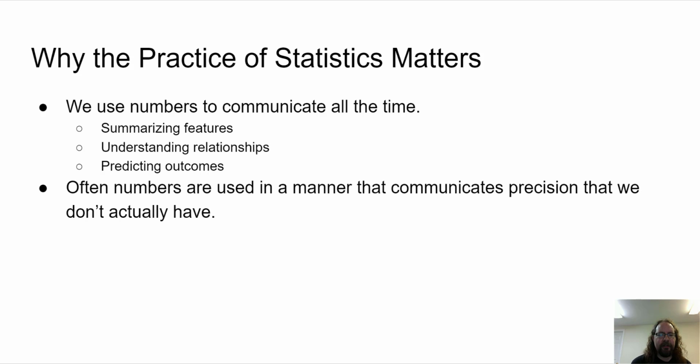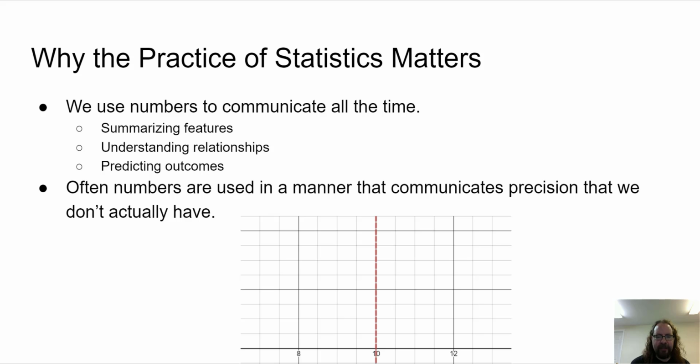However, often numbers are used in a manner that communicates precision that we don't actually have. This occurs very frequently. For example, you go to the store and a bag of chips tells you that it has 10 ounces of weight. Most of the time you read that and go, okay, this bag is 10 ounces. What's more likely to be true is that most bags will be very close to 10 ounces, but there's going to be some variability, and occasionally you'll get a bag that's further away from 10 ounces. So there's a precision to that measurement that isn't actually there, but we just sort of take it for granted that it's there.